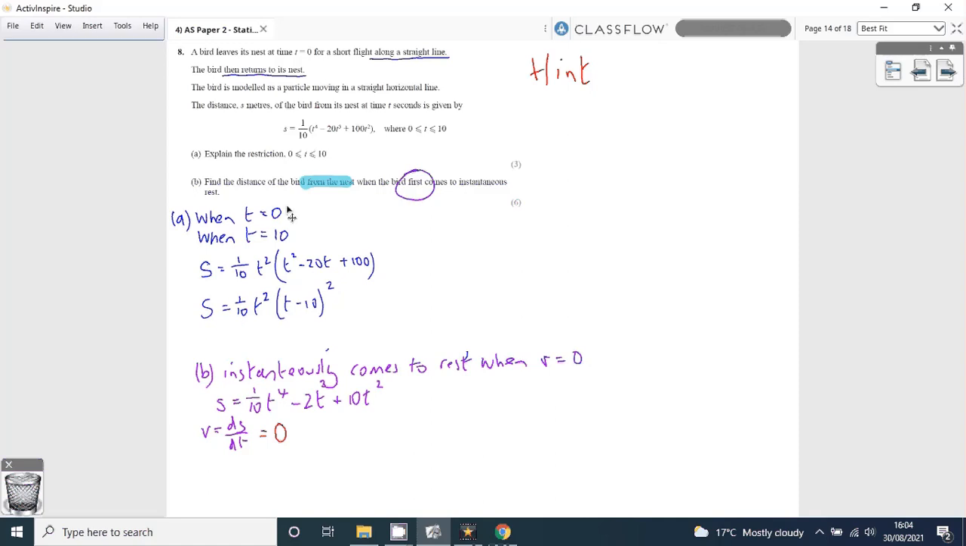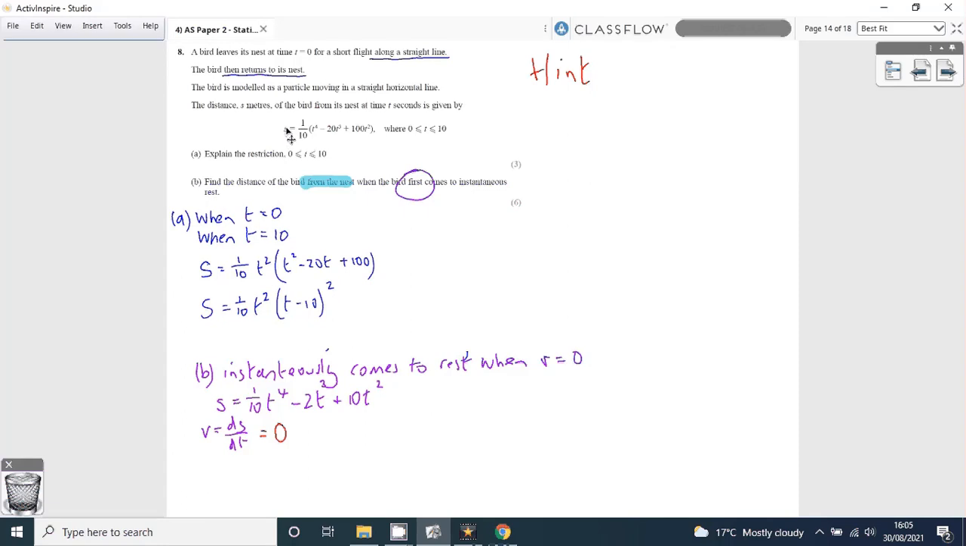Now, for part B, find the distance of the bird from the nest. So we're not talking about just when we started. So it's left the nest. What's the first time that it comes to rest? Now, remember, when we're instantaneously at rest, this is a key point, the velocity equals 0. So whenever you have a question and it says you're instantaneously at rest, think velocity equals 0.